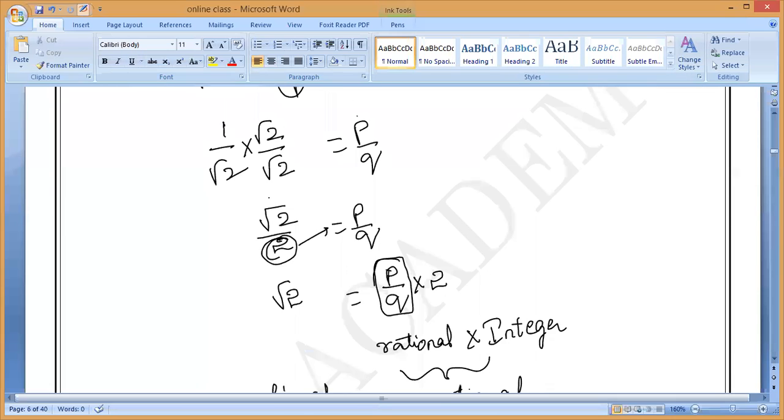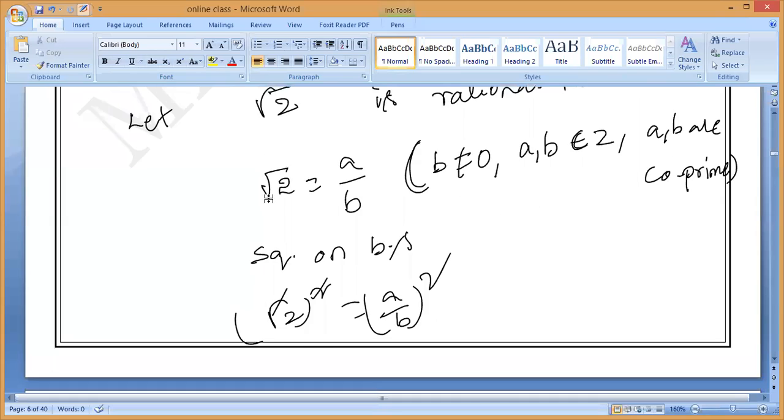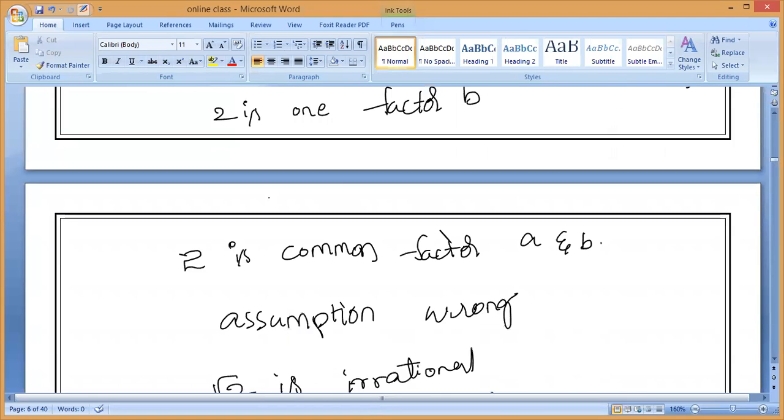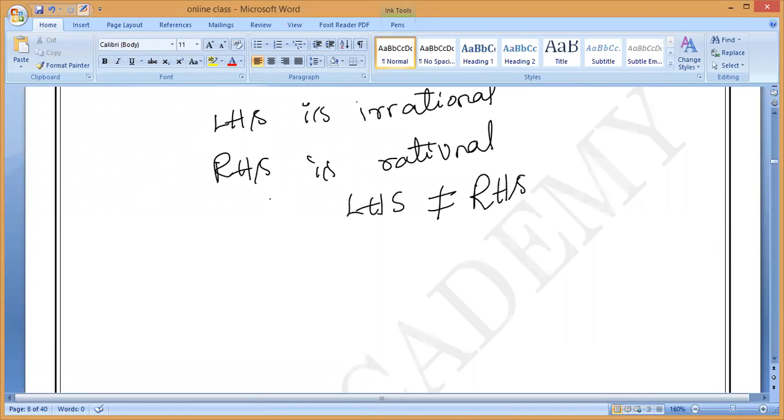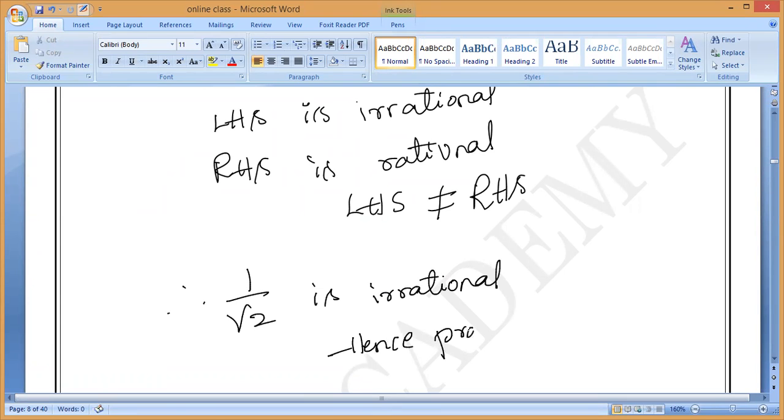Our assumption is wrong. 1 by root 2 is irrational. Therefore, 1 by root 2 is irrational. Hence proved. All of you write the statements, theorem statements. It carries off mark. Next question. Shall I go to next one?